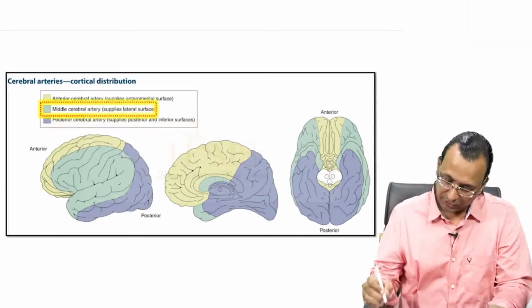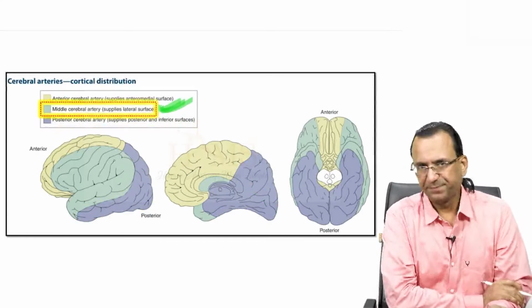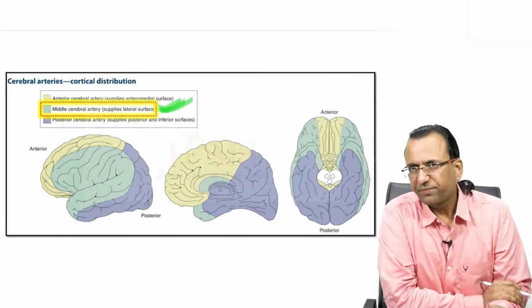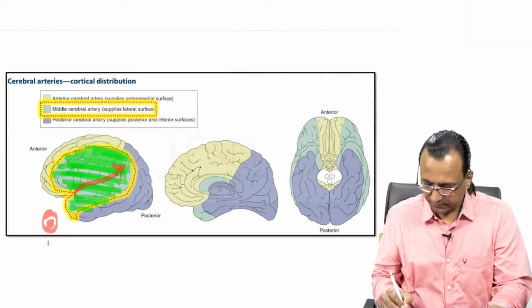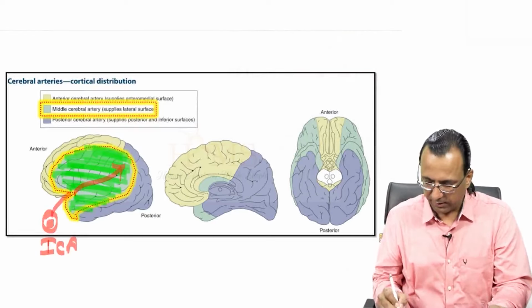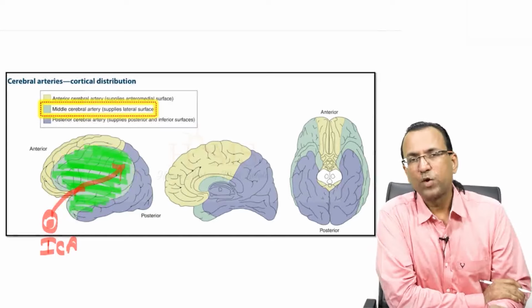Middle cerebral artery is the major artery on the lateral cerebrum, supplying Wernicke's area and Broca's area, etc. And it is running in the lateral sulcus. Where? In the lateral sulcus. You mean to say the internal carotid artery gave you the middle cerebral artery? Yes. And this middle cerebral artery, given by the internal carotid artery, runs in the lateral sulcus. Yes, it is supplying the lateral cerebrum.